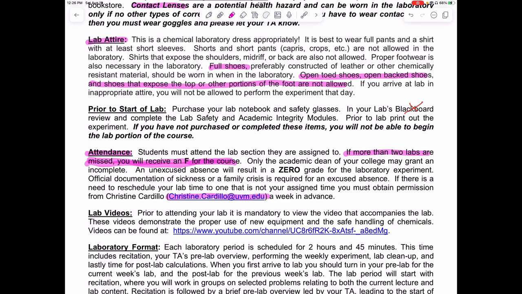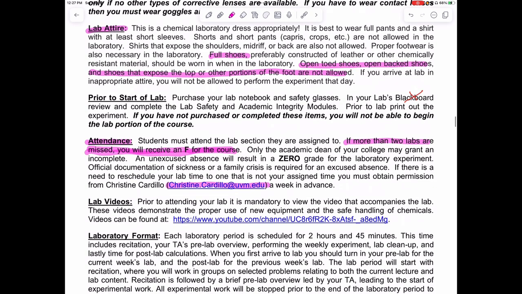So if you are sick, you need to go through those proper requirements. One, contacting Christine Cardillo as far as if it's a lab thing. But B, just like we talked about earlier, you have to go through your dean's office so that they can send an email letting us know that there's a problem and we need some assistance. So keep that in mind. If you miss more than two, it's an automatic F, and I don't want anyone to have that happen.